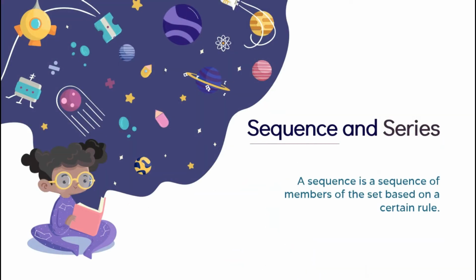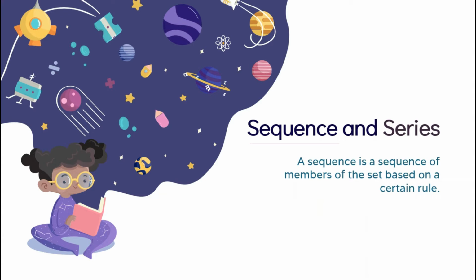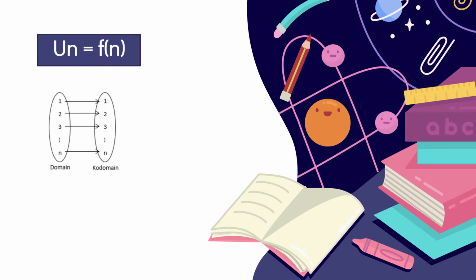First, about sequence. A sequence is a sequence of members of a set based on a certain rule. Each member of the set is sorted in order of the first, second, and so on. To express the order or the nth term of a sequence, we denote un. A sequence can also be defined as a function of natural numbers, or a function whose domain is the set of natural numbers. Thus, un equals f(n).